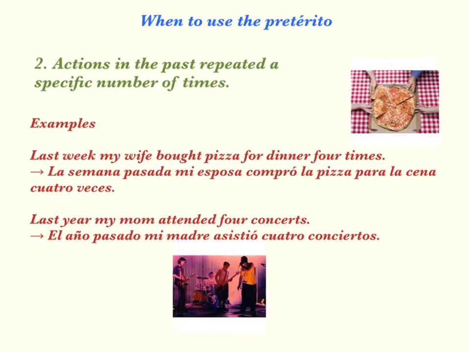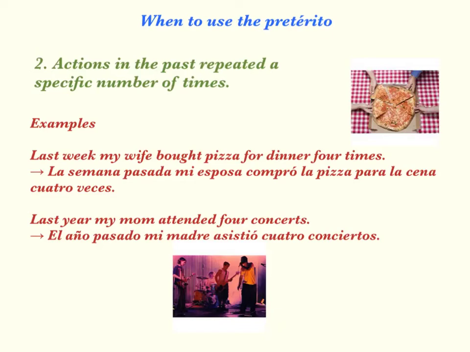Our second rule for using the preterito is when an action is in the past and it's been repeated a specific number of times. Let's look at an example to help make some sense of this. Last week, my wife bought pizza for dinner 4 times. It was the same event repeated a specific number of times. La semana pasada, mi esposa compró, she bought, la pizza para la cena 4 veces, 4 times. This tells us that it was repeated, and therefore we use the preterito.